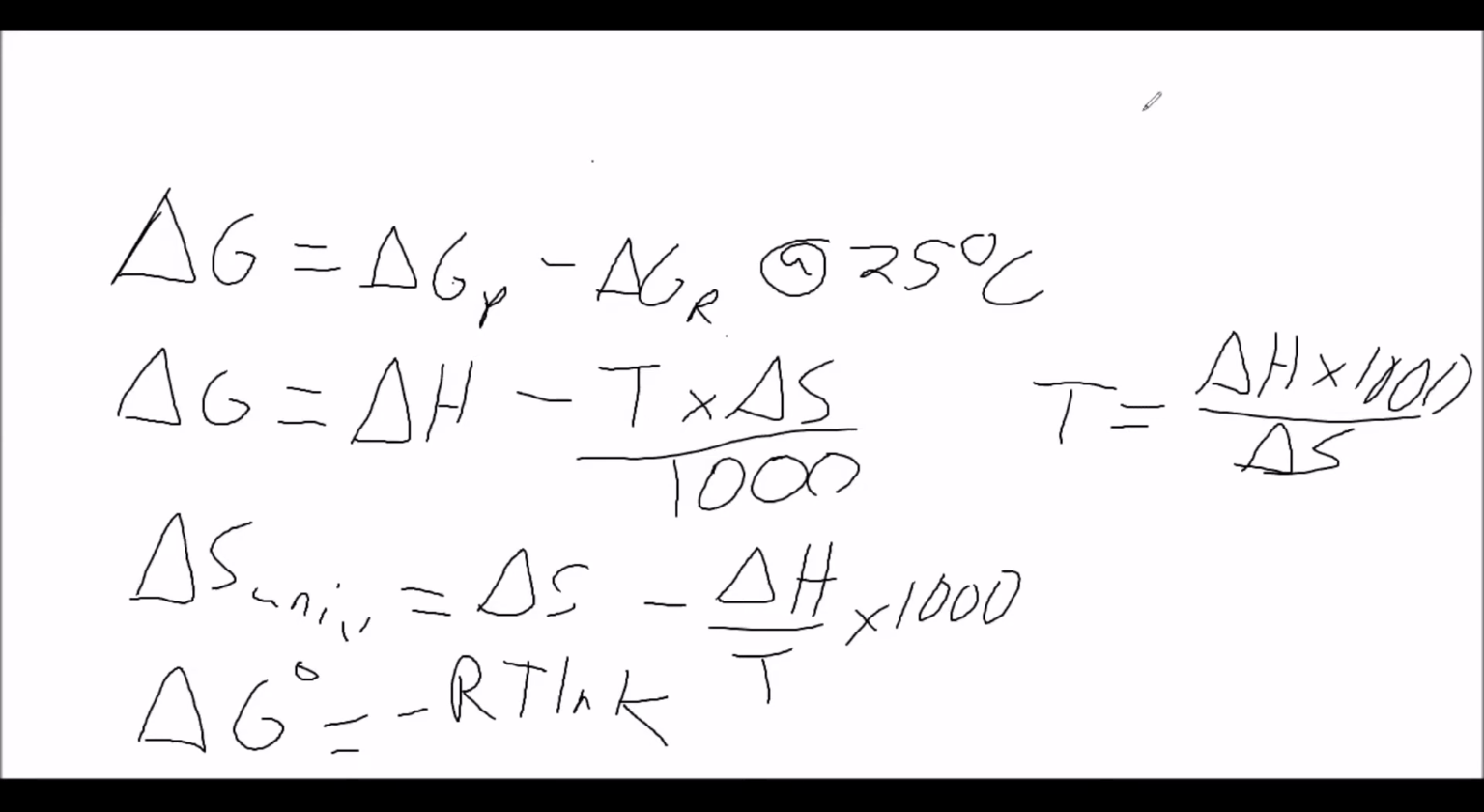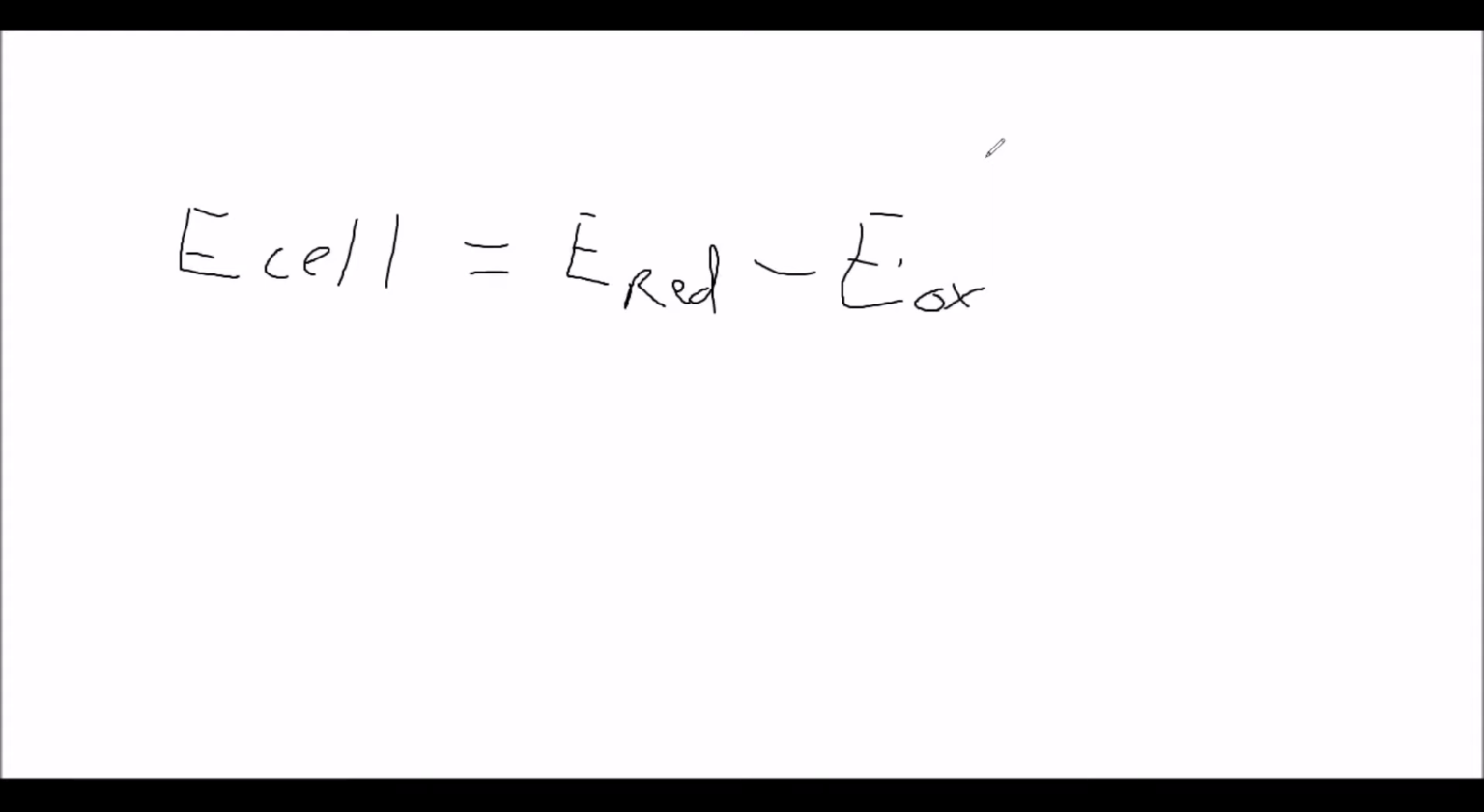Chapter 19. E cell is going to be the E reduction minus the E of the oxidation. So whatever the E reduction and the E of the oxidation are, you subtract those two. We can get that delta G is equal to negative NFE divided by 1,000. And you could use that in reverse. If you have delta G, you can find E. If you have E, you could find delta G.